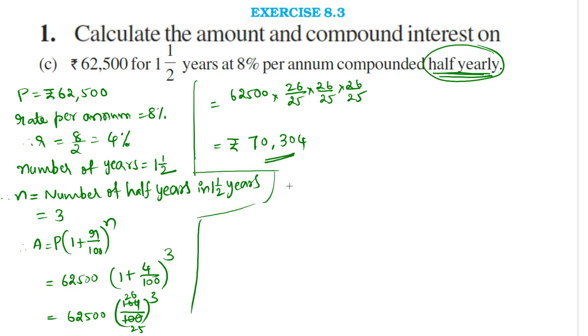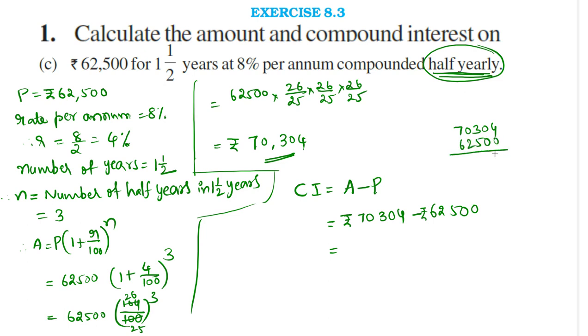This is the total amount. But what is the compound interest? CI equals A minus P. A is the total amount, ₹70,304, minus P. P is ₹62,500. If you subtract 70,304 minus 62,500: 4 minus 0, this is 3 minus 5 means 13 minus 5, that is 8, 9 will be there, 9 minus 2 is 7. So this will be equal to ₹7,804. This is the compound interest. Let us go to the next problem.